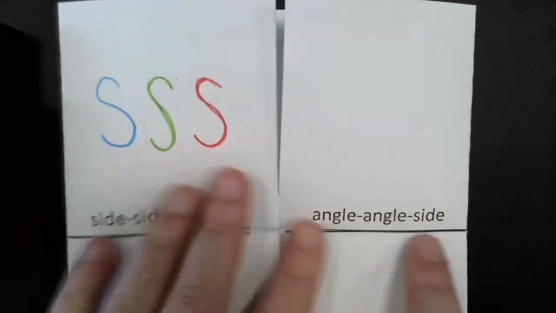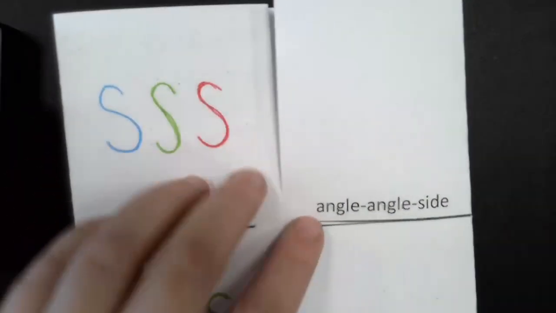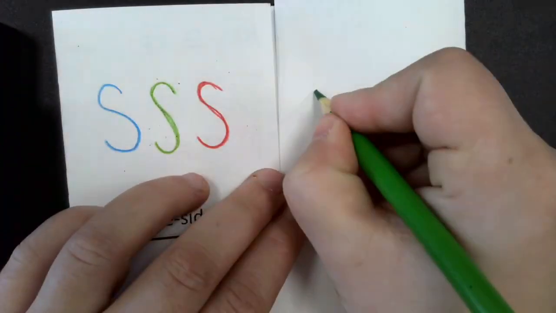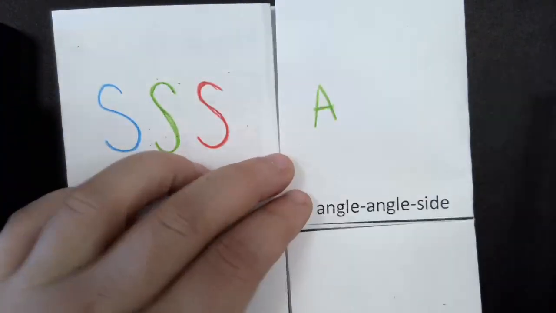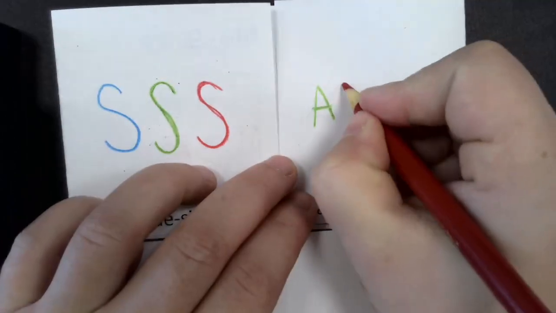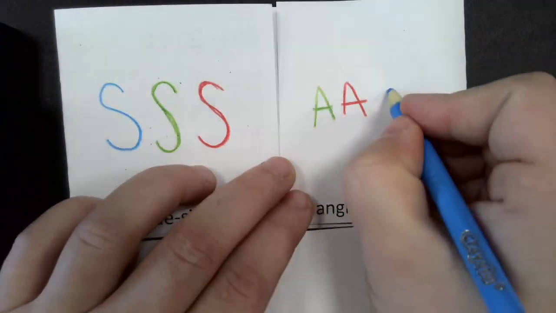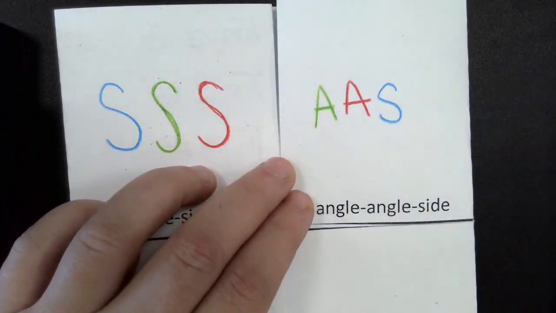Going to go up to this angle side. So we say AAS, mostly because when we do proofs, we don't want to have to write out that whole theorem. It takes way too long to write out angle side. So why do that if we can just write AAS? Angle side.